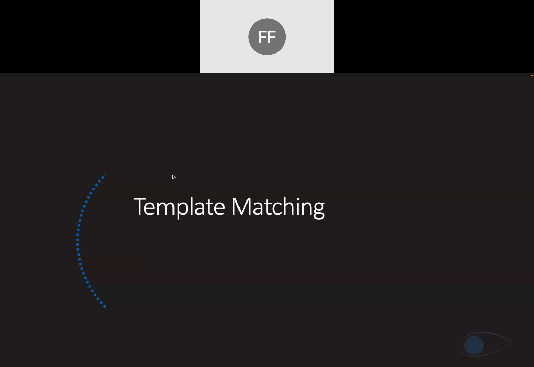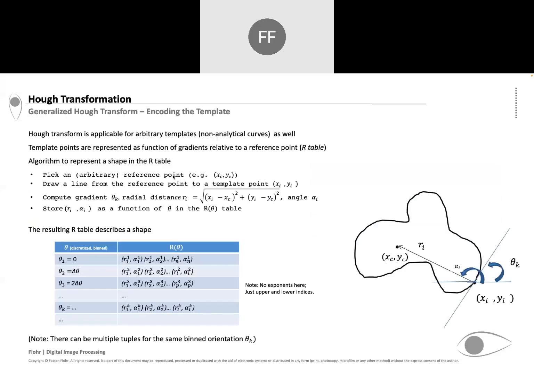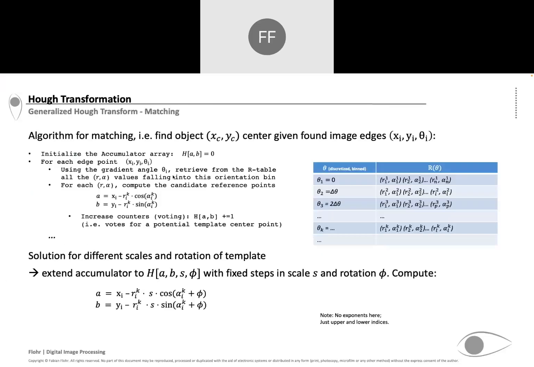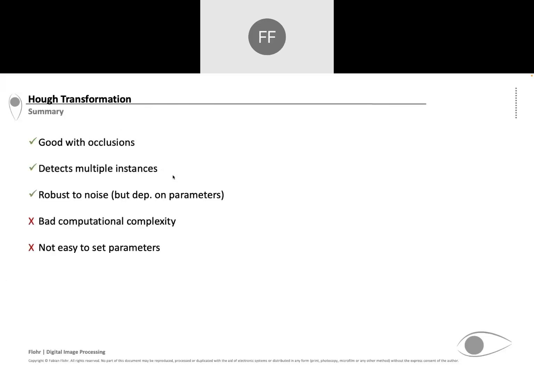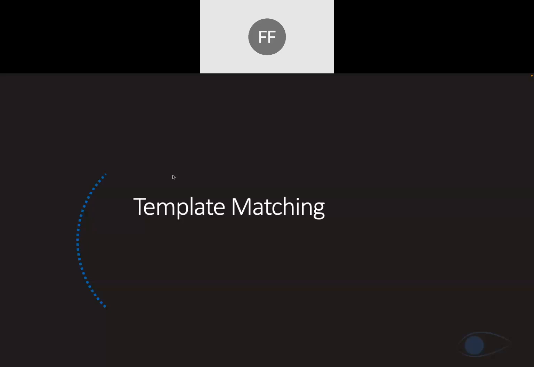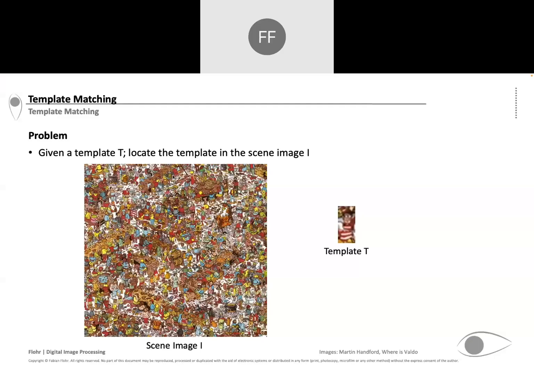Let's talk about template matching now. So far we have tried to find a parametric representation of our template, right, to identify it in the image, and now we are interested more in the intensity features to do a template matching.